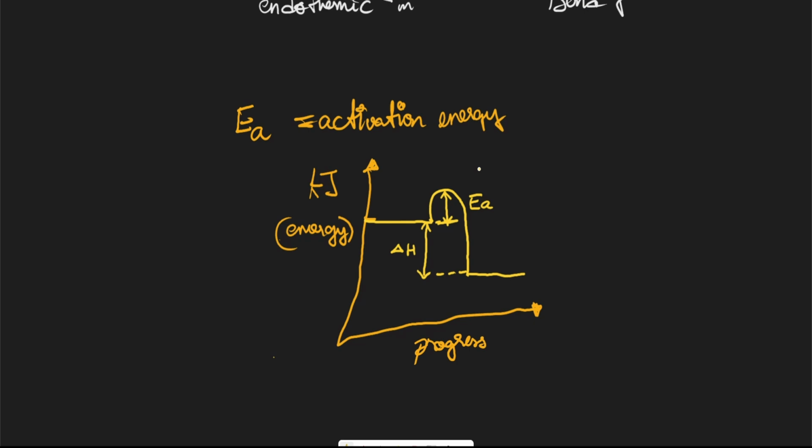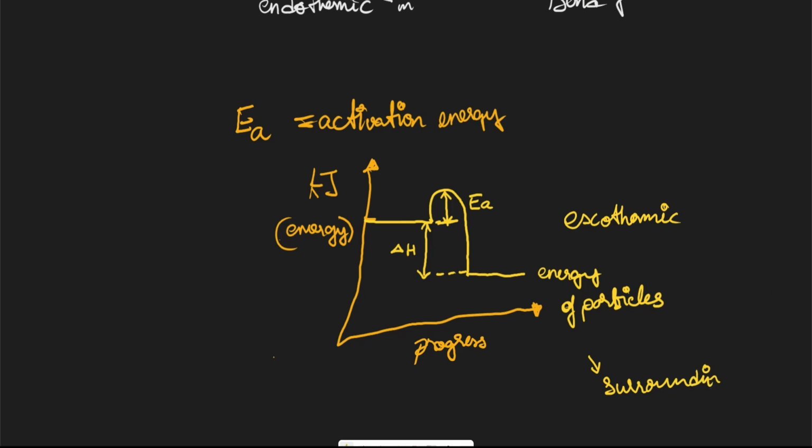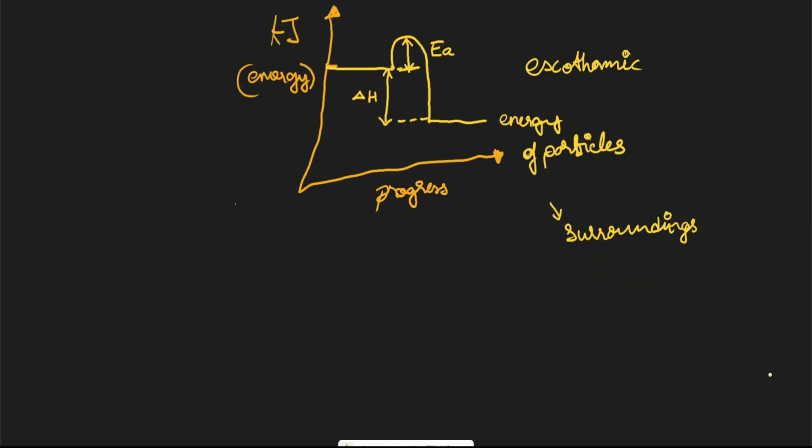This is important. So this is a representation of an exothermic reaction, because in an exothermic reaction, the energy is given out. This yellow line represents the energy of the particles, not of the surroundings. Since it represents the energy of the particles in an exothermic reaction, the energy is given out and goes to the surroundings. So there is a dip in the energy level of the particle itself because energy can't be made or destroyed. It can only be transferred.